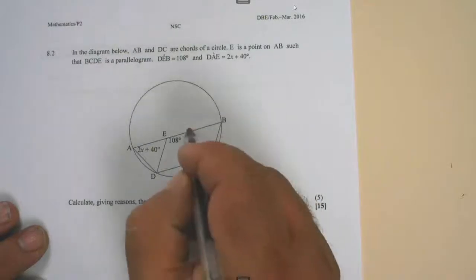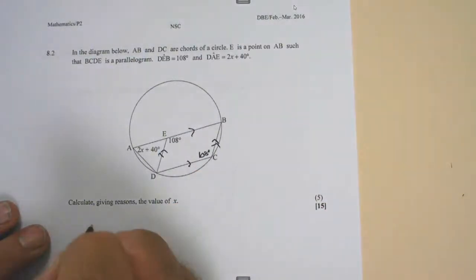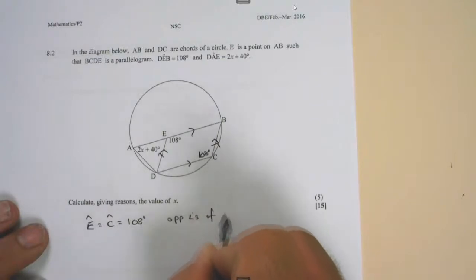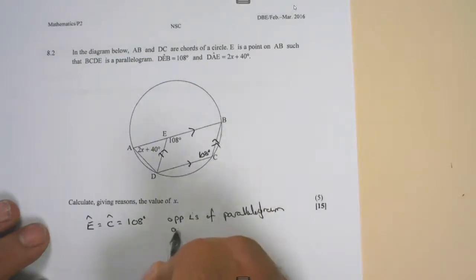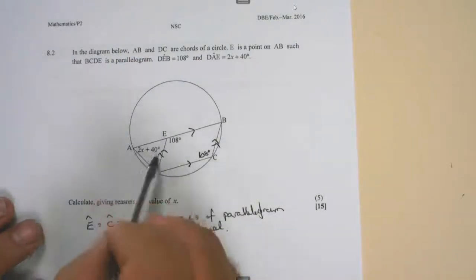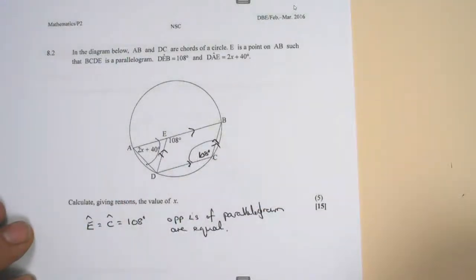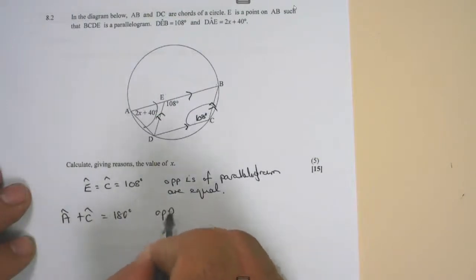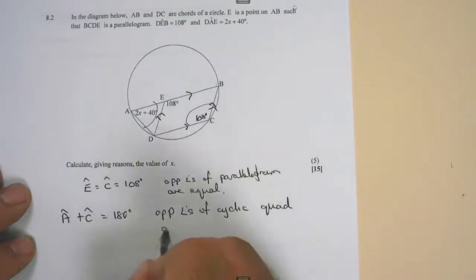Now, because this here is a parallelogram, we know that the opposite angles are equal. So here we can say that angle E is equal to angle C, which is equal to 108 degrees. Opposite angles of a parallelogram are equal. And we know that this here is a cyclic quad, and the opposite angles of a cyclic quadrilateral are supplementary. So angle A plus angle C is equal to 180 degrees. Opposite angles of a cyclic quad are supplementary.